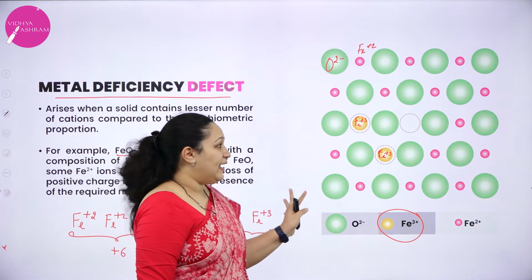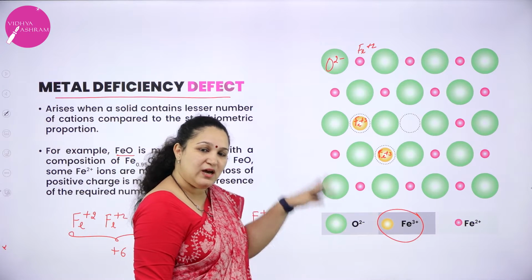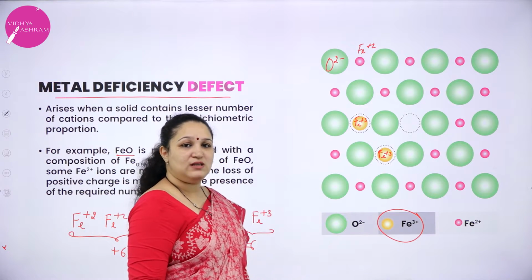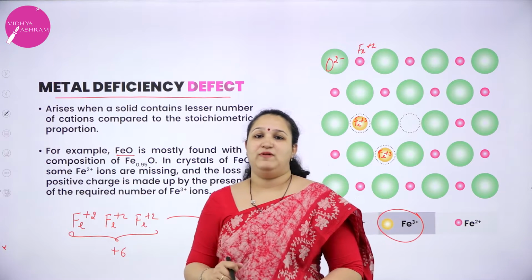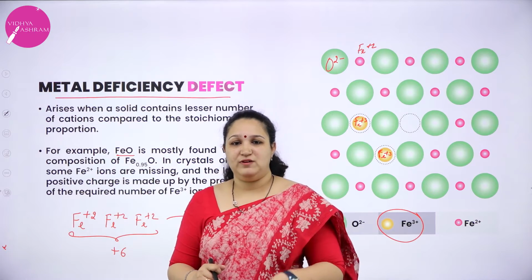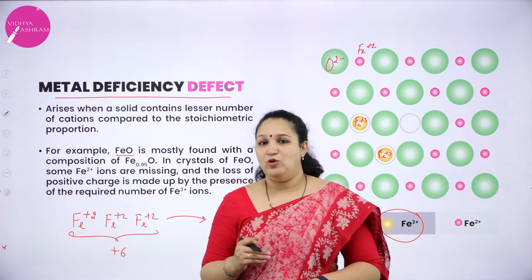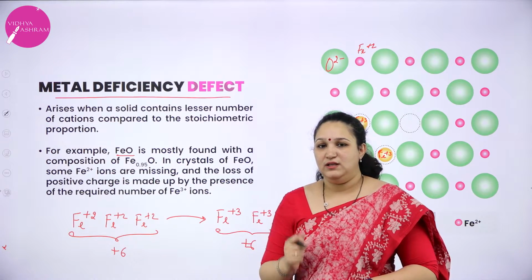So in this what happened? Fe plus 2 ions reduced, isn't it? So we call this defect as metal deficiency defect. What is it? Metal deficiency defect. I hope you have understood the defects.